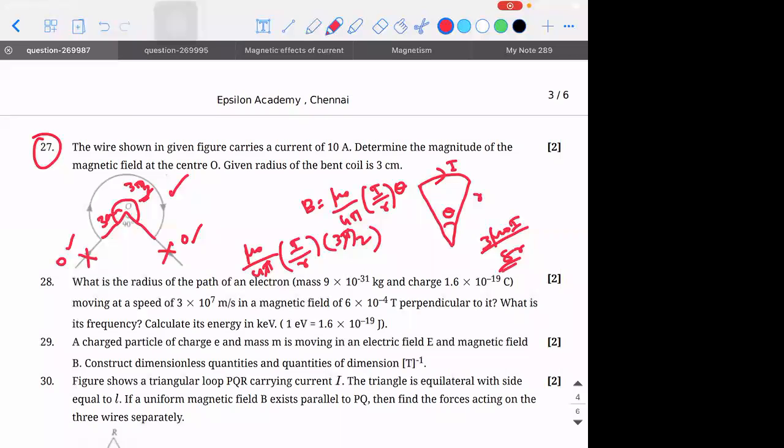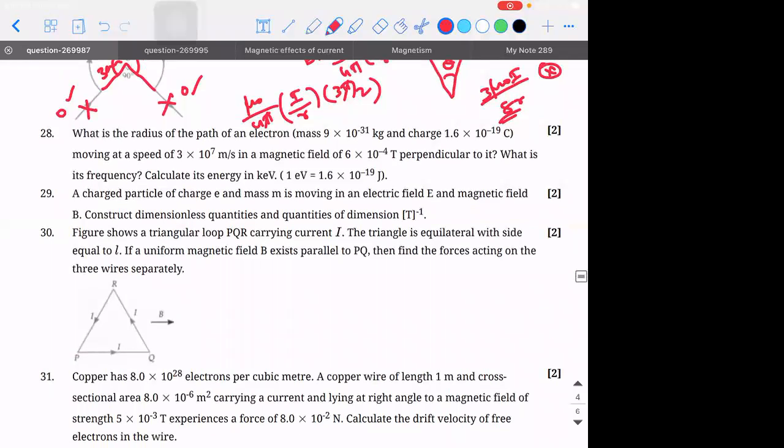And what is the direction of magnetic field, guys? Minus K. It is minus K cap. It is into the plane of the paper. If at all the values are given, you have to substitute and find it out. That part is your headache. Okay.